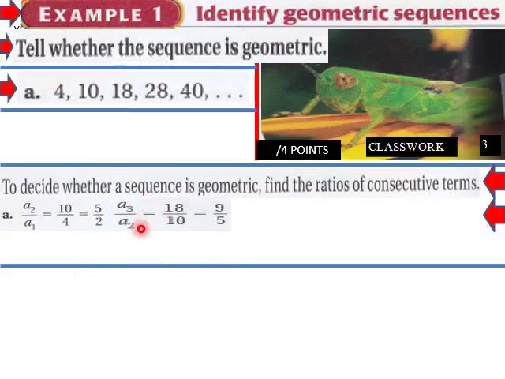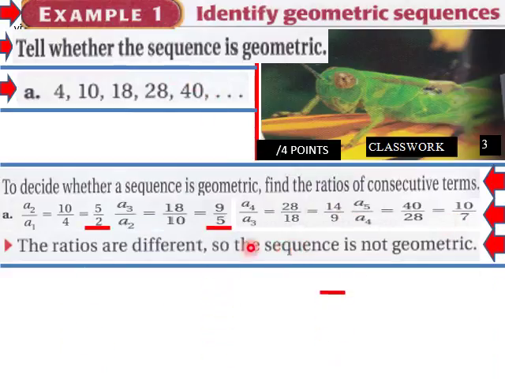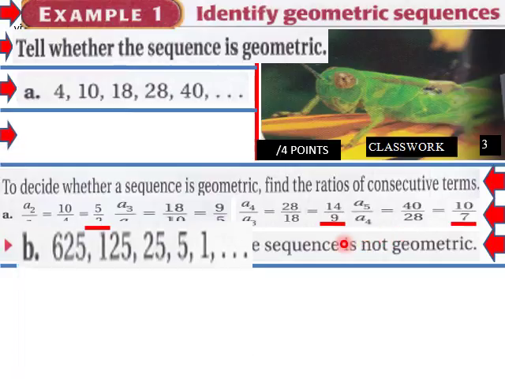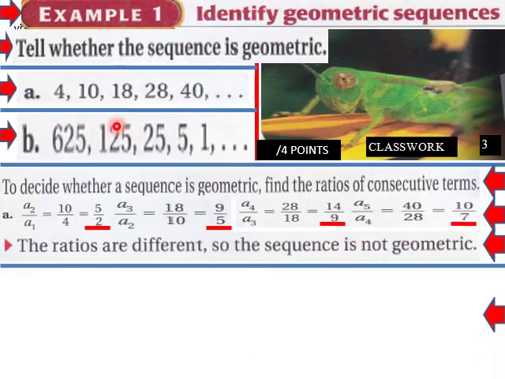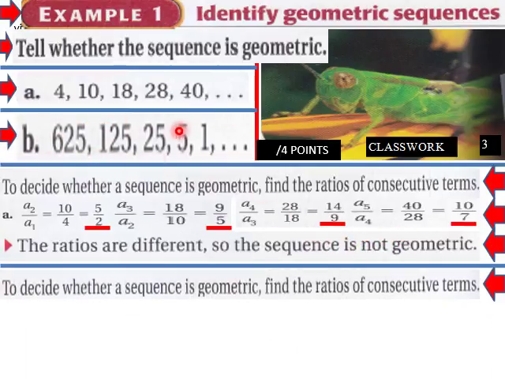And then a3 over a2, we have 18 over 10. That's 9 over 5. And then the next one, a4 over a3, would be 14 over 9. And then a5 over a4 would be 10 over 7. So the ratios are different. So the sequence is not geometric.